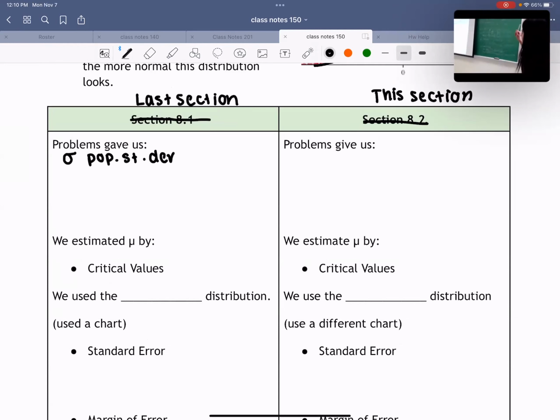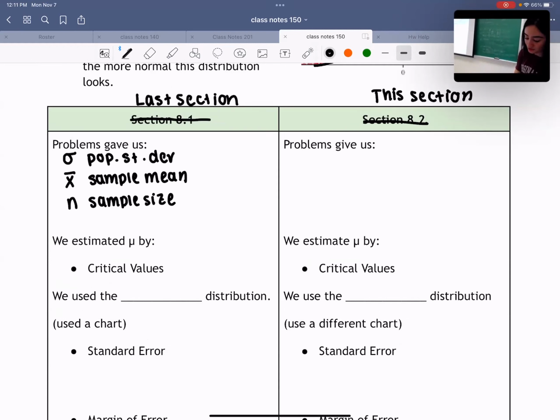Questions also gave us X bar. What does X bar stand for? Sample. Good. We were also given, looks like we're given N here, right? What does N stand for? Sample size, good.